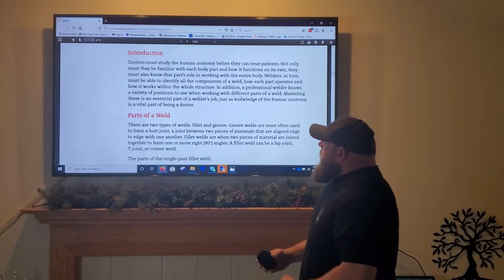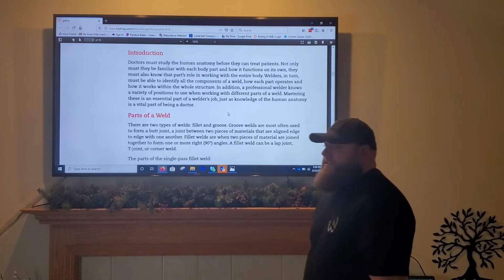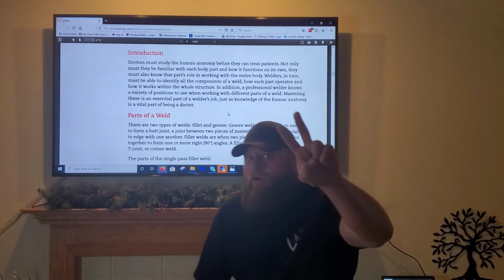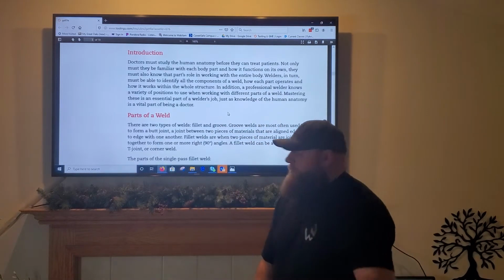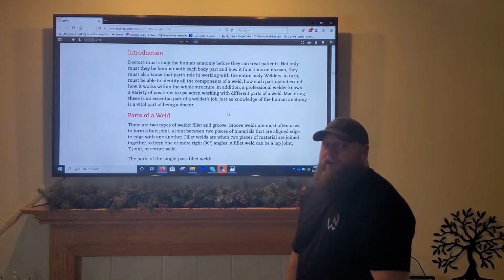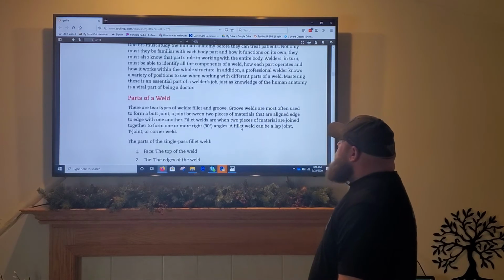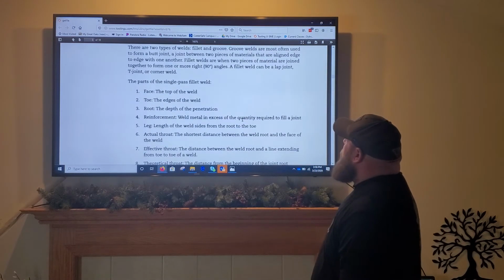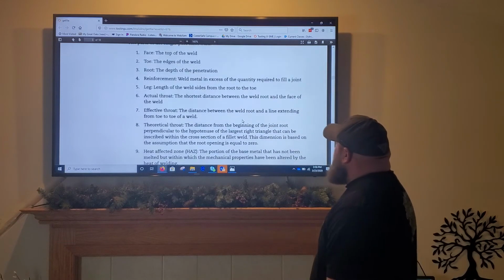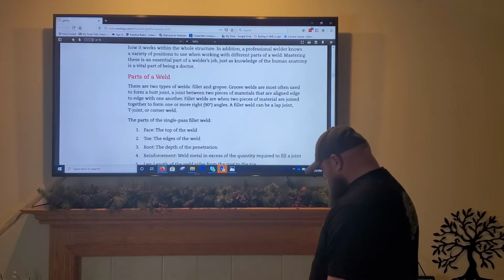Okay. The parts of a weld. This is important. There are two types of welds. Two. One, fillet weld, and the other one, a groove weld. Groove welds.